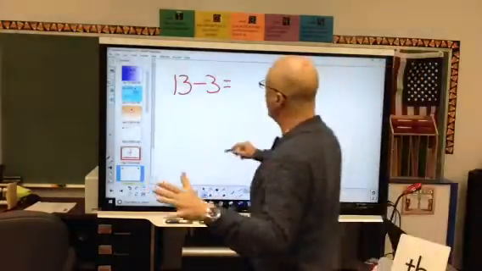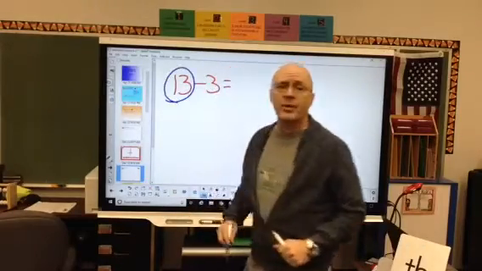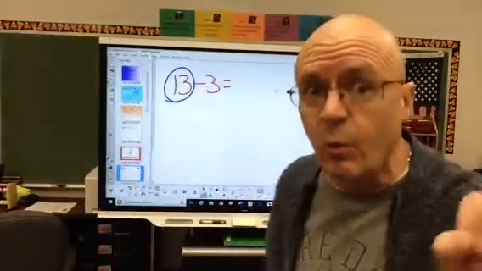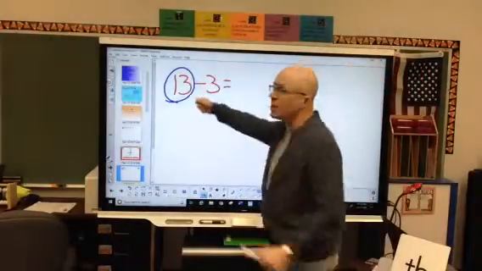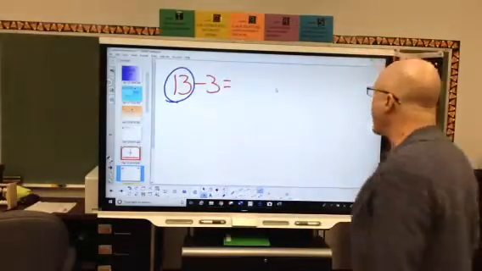When we write a subtraction problem, we talked about this last week, the number that's first is the number you start with. Remember, you start with a number and you take some away. This is the number we're starting with. When we write it up and down, that number goes on top.